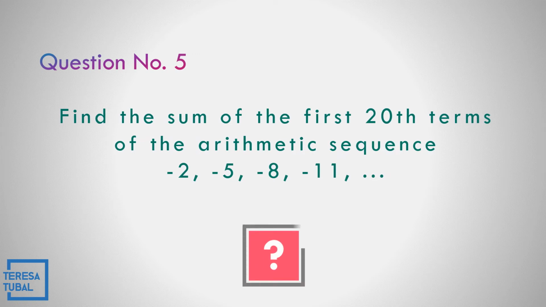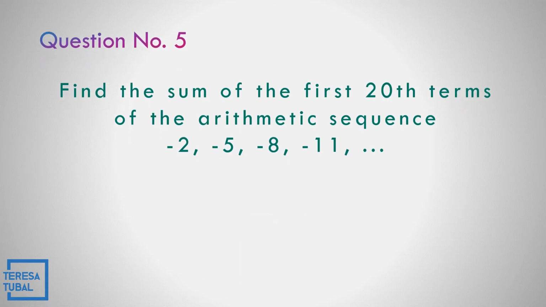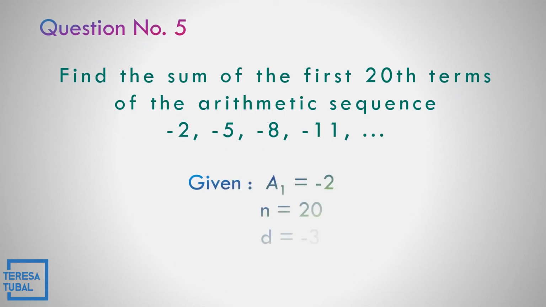Find the sum of the first 20 terms of the arithmetic sequence -2, -5, -8, and -11. The first term is -2. The number of terms is 20. The common difference is found by subtracting the first term from the second term: -5 minus -2, or -5 plus 2. So the common difference is -3.